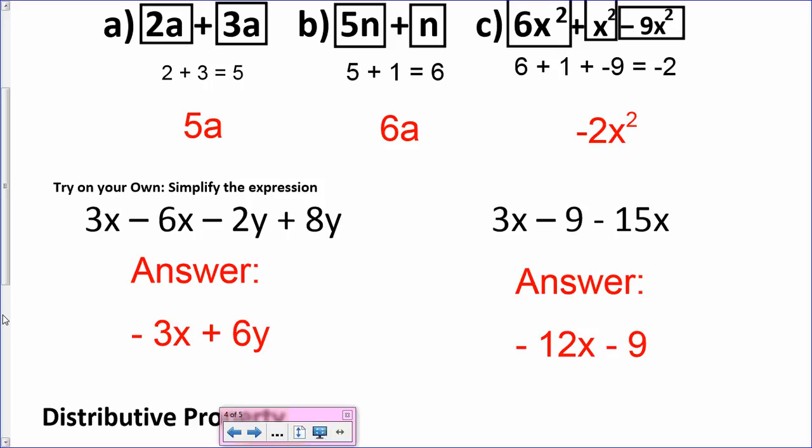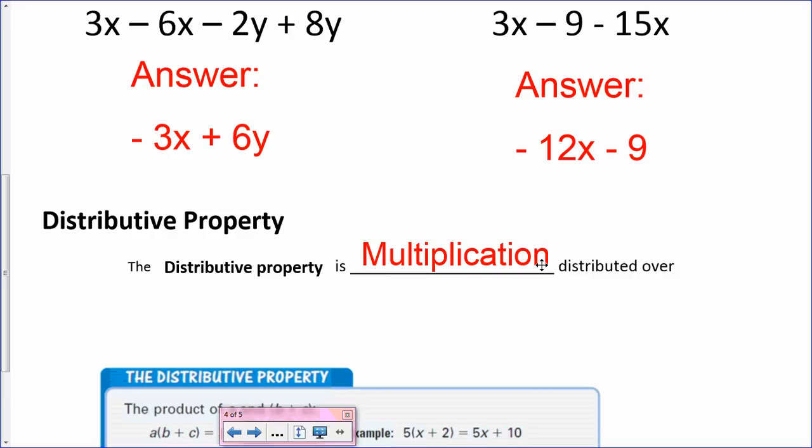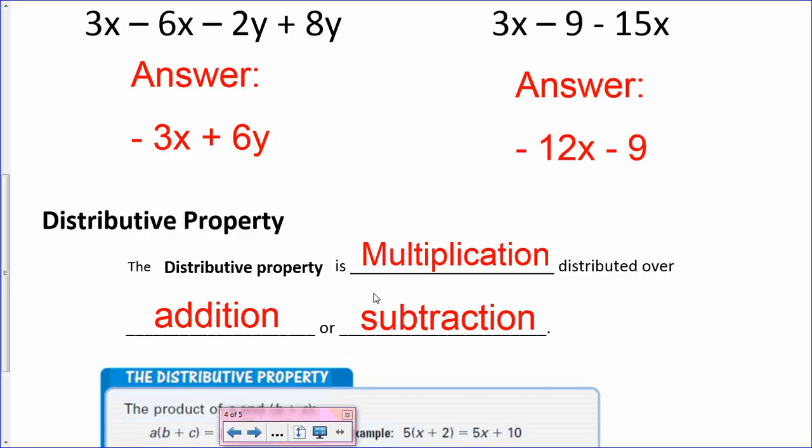Let's go back to that first step about distributive property. Again, it's something you guys have seen before, so it's nothing to worry about. So the distributive property is multiplication that's been distributed. It's been passed out over... There you go. Distributive property is multiplication distributed over either addition or subtraction.